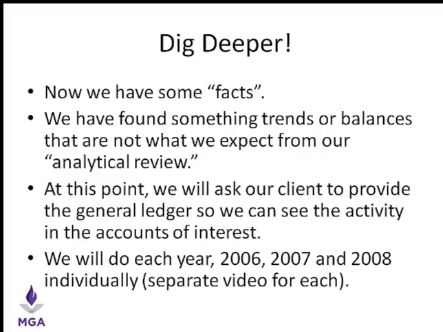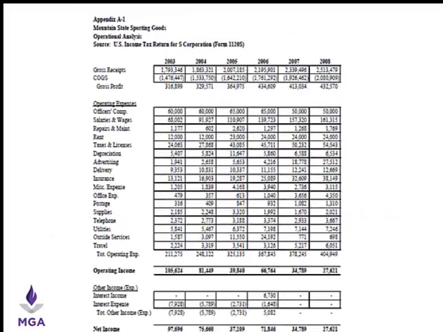So we have some facts and we have some trends that are not what we expect from the analytical review. So at this point we would say, okay, we need to look at some accounts. What accounts do we want to look at? Let's go back. So what do you want to see? Well, you probably want to see why wages are up so much. You probably want to see why taxes and licenses are up so much.